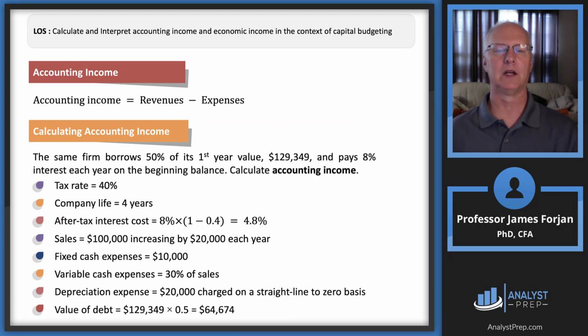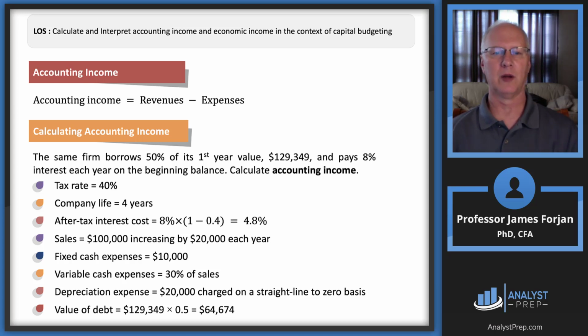How about accounting income? Accounting income, of course, is way different than economic income. So that's probably a really good exam question. What did I tell you earlier? Make something for pennies, sell it for dollars. This is accounting income in the pure sense of accounting income: revenues minus expenses.